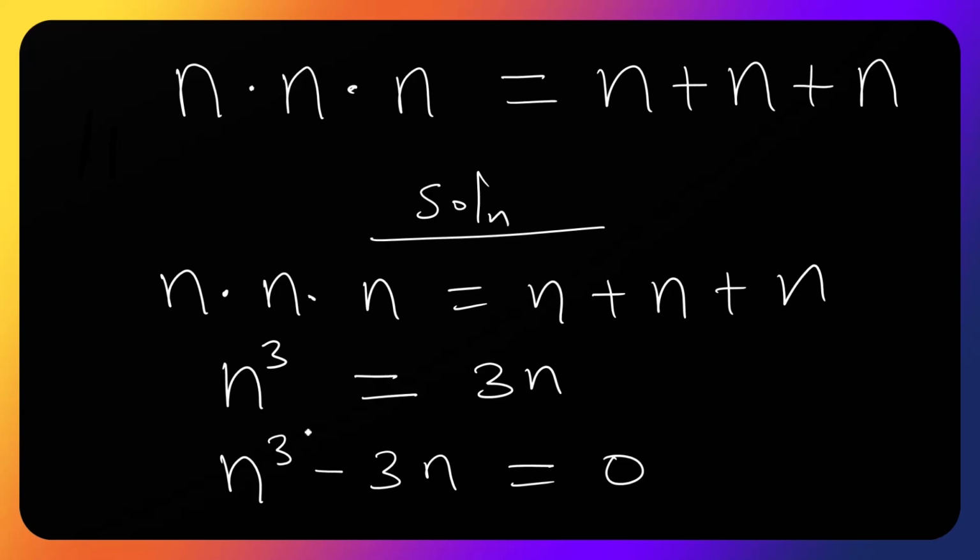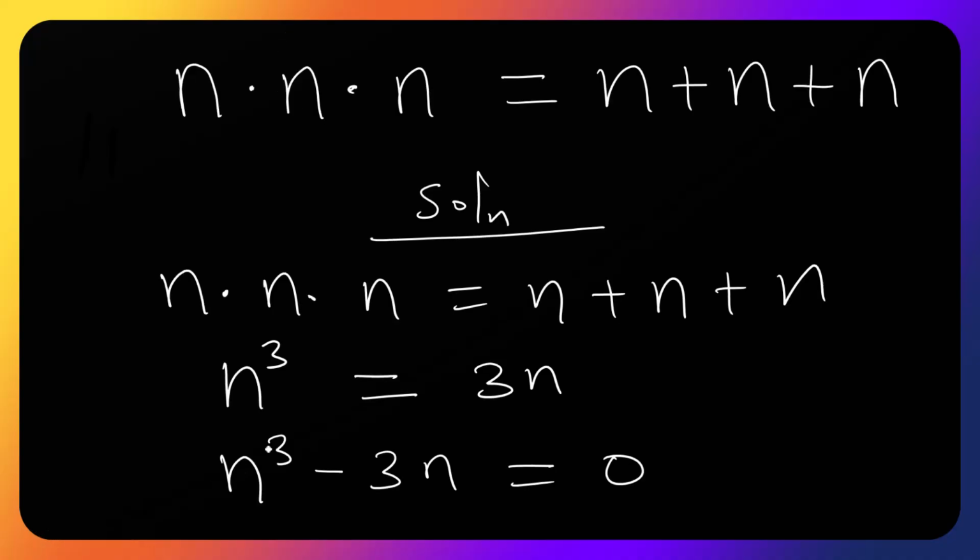So from here we can factorize n out. So that will be n times (n squared minus 3) equals 0. Let me write it well. Okay, now we can apply this.